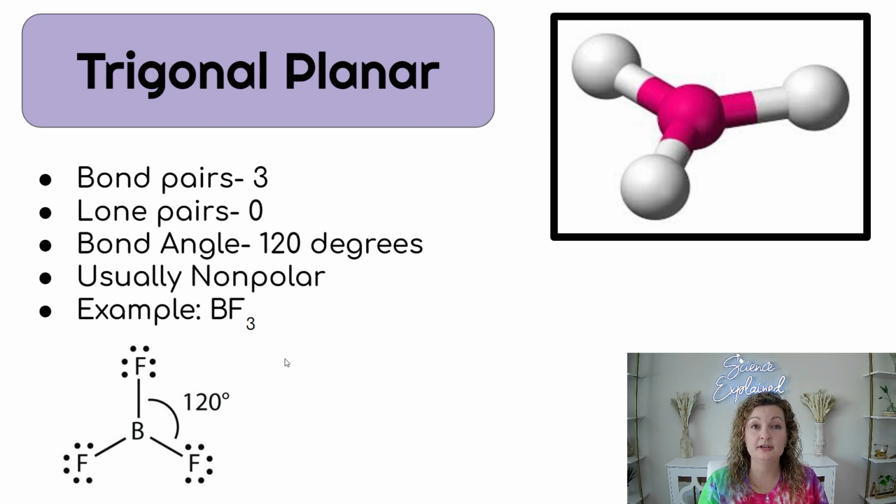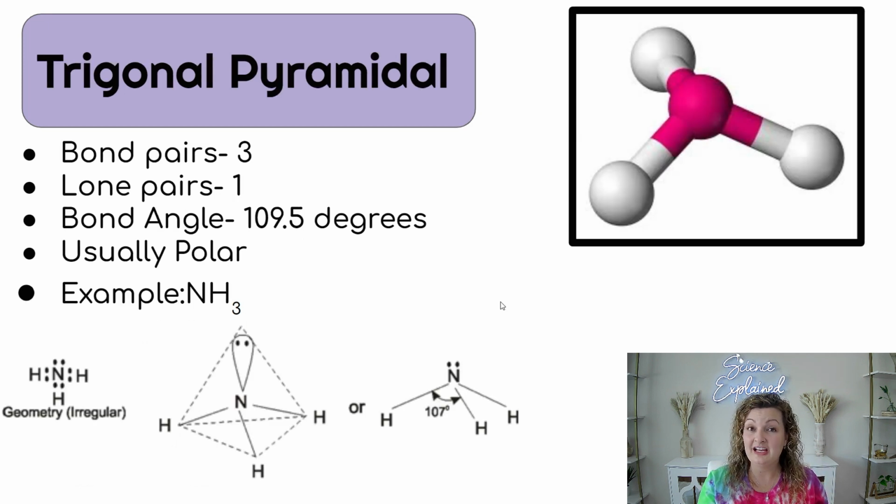And a great example is BF3, and you can see down here the Lewis dot structure, and that it is 120 degrees all around from each bond to the next bond. So if we take that and we kind of bend it again, we end up getting trigonal pyramidal, trigonal pyramidal. And we can see the 3 bonds here, 1, 2, and 3.